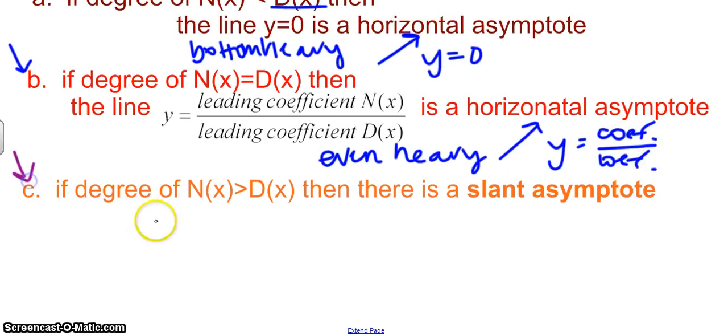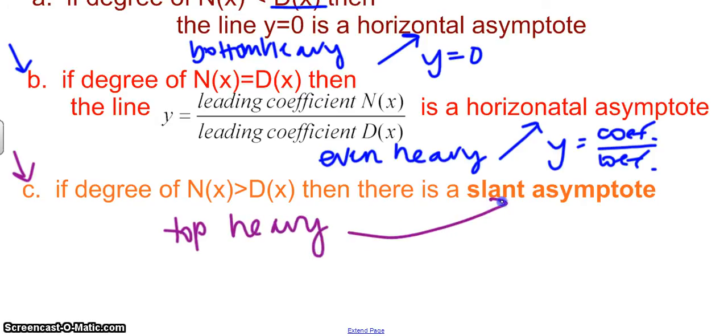And top heavy needs a slant, which means division. These little tricks will kind of help you in being able to figure it out. But again, you should look at the top heavy, bottom heavy, and even heavy after you have simplified and removed any holes. Okay, so remove your holes first, then look at your simplified function.